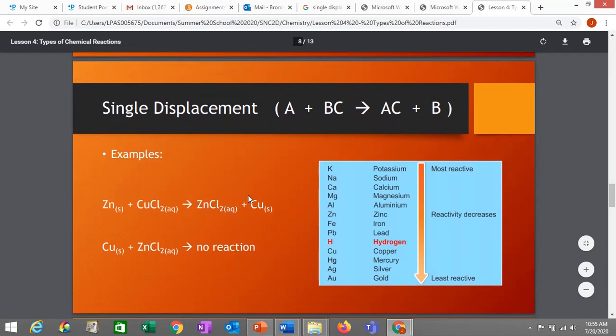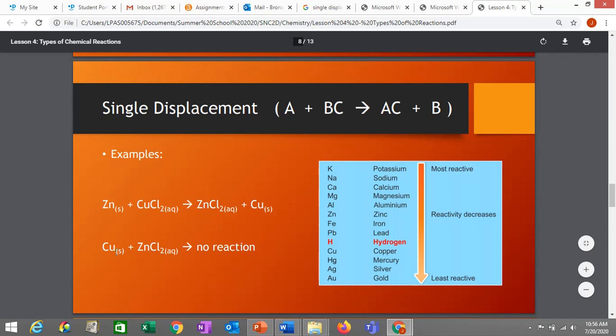Okay, so some examples. So here we have zinc reacting with copper 2 chloride. So you'll notice as well with these reactions, typically the element that's by itself is solid, and the element that is combined is aqueous. These reactions tend to happen in water. So this is dissolved in water, and then you can put this lump of metal in there if you were to do this in an experiment. And then you would see the reaction take place. Okay, so you'll form zinc chloride and copper.